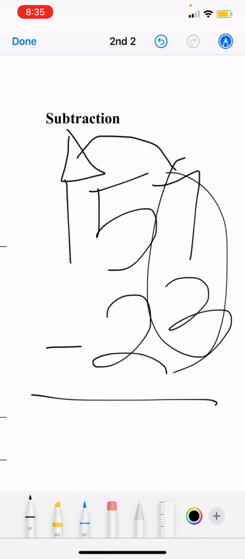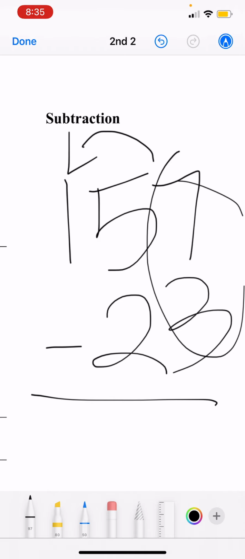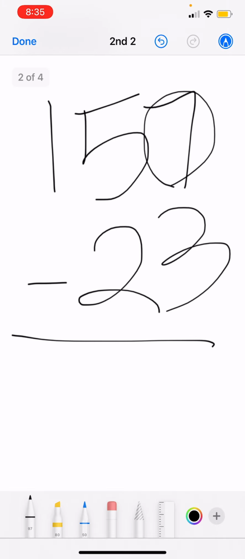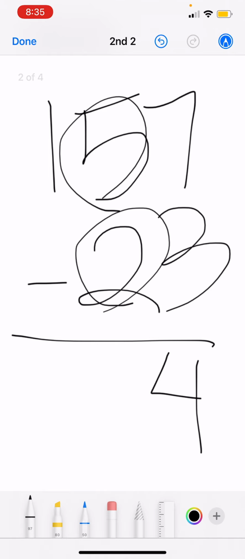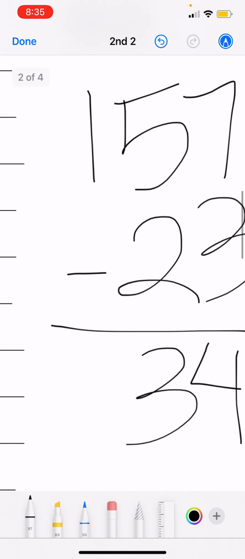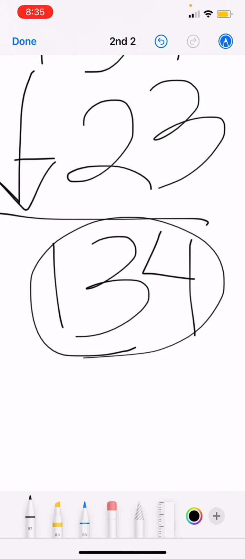Okay, so remember, when we subtract, we start from the right side and then we work our way to the left side. Okay, let's do it. So 7 minus 3, what is that? Yeah, it's 4. 5 minus 2, that is 3. And 1 over here, there's nothing below 1, so we're just going to bring 1 down. So boom, our answer is 134.